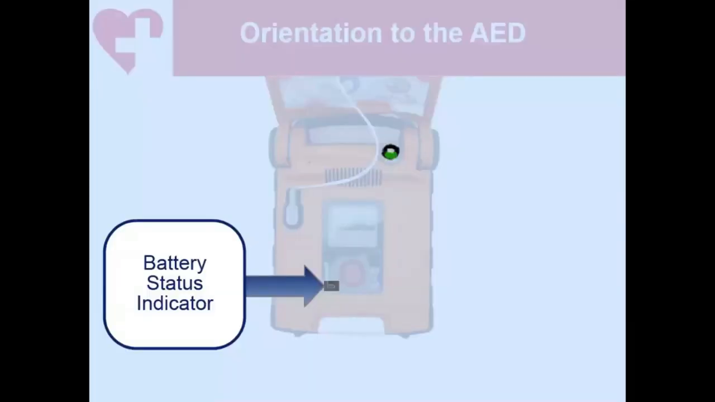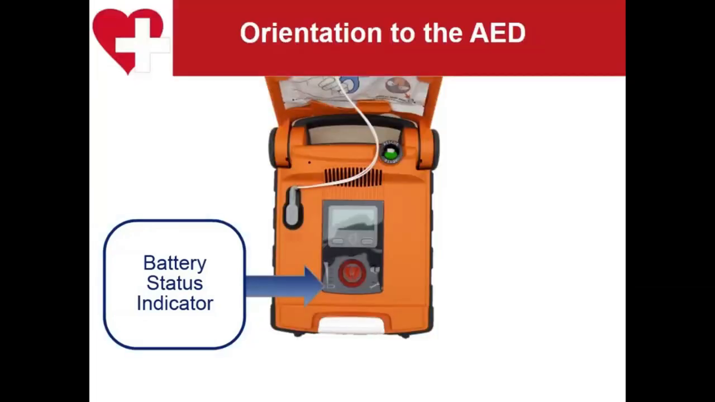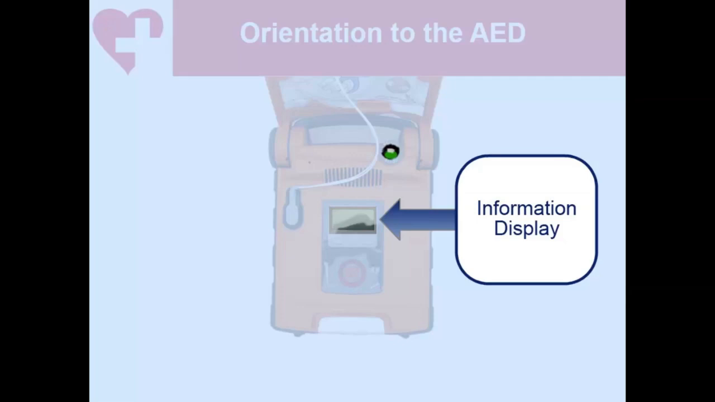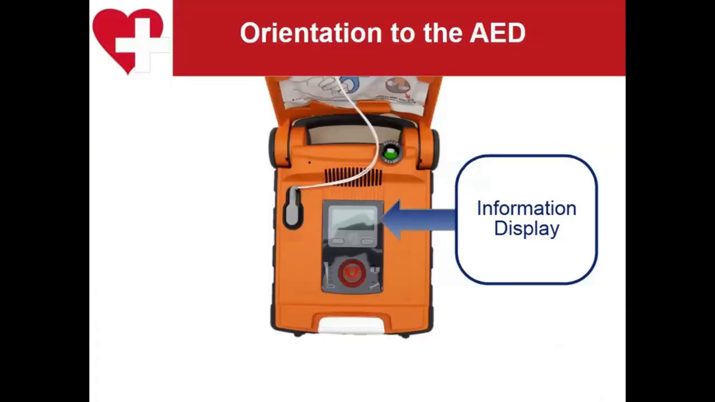Smart Gauge Battery Status Indicator. The green LED lights on the Smart Gauge display the capacity of the battery. As the AED is used, the LED lights turn off as battery capacity decreases. When the green LED lights are all turned off, the red battery indicator will illuminate, indicating that it's time to replace the battery. Information display. This is where the rescue prompts and CPR countdown timer is displayed.